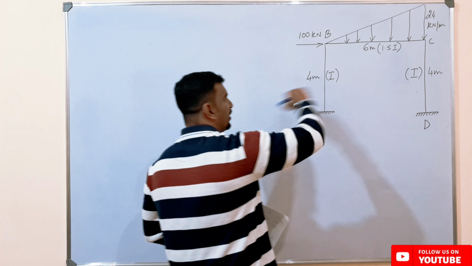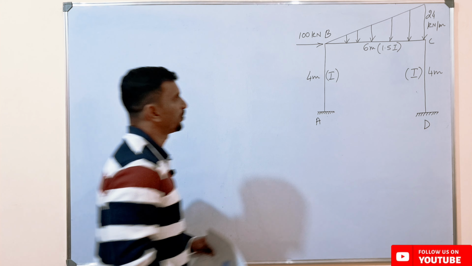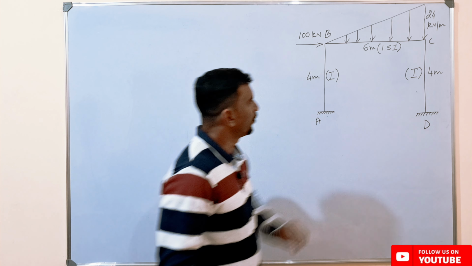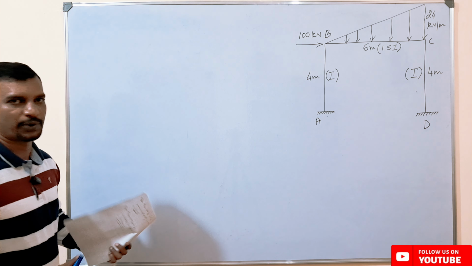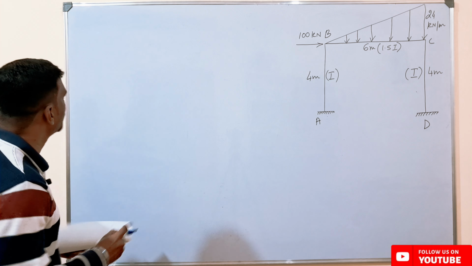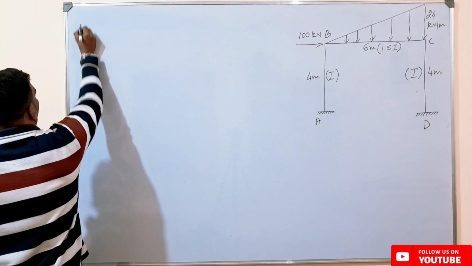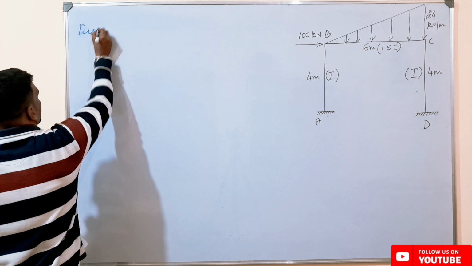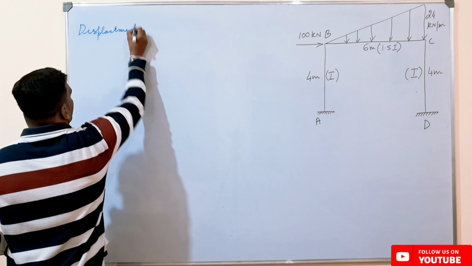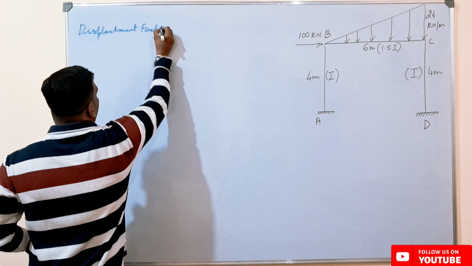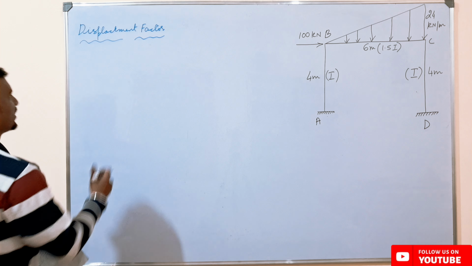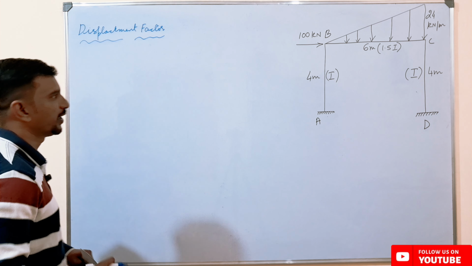So after calculating the rotation contributions, if we observe this frame over here, since it is subjected to a lateral load and an asymmetric loading over span BC, this particular frame is subjected to lateral sway. So whenever we are taking the lateral sway component into consideration, we need to calculate one more value, that is the displacement factors. Along with the rotation contributions, we need to calculate the displacement factor as well.